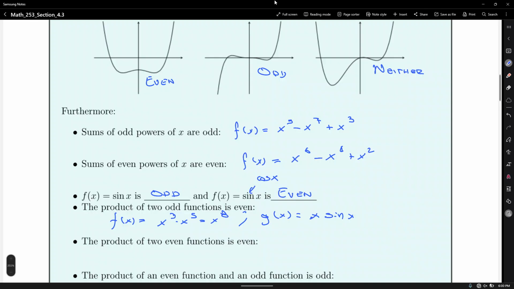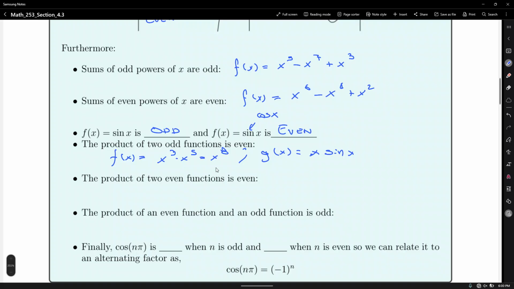The product of two even functions is even. And again, let me do f of x equals, how about x to the 6 times x to the 8? That equals x to the 14, right? Or for example, g of x equals maybe x squared. And can you think of another even function? How about cosine x this time? All right, cosine x.